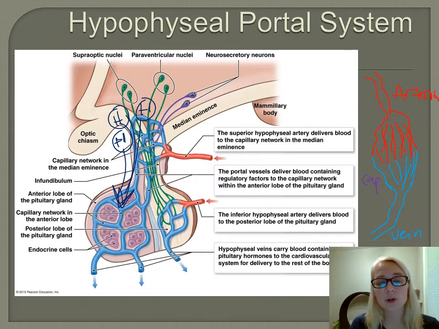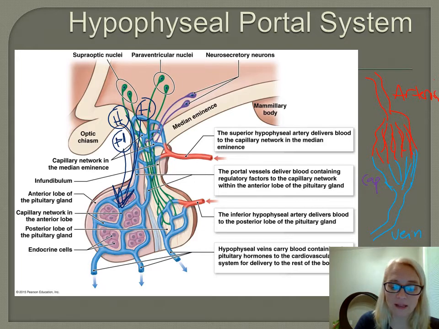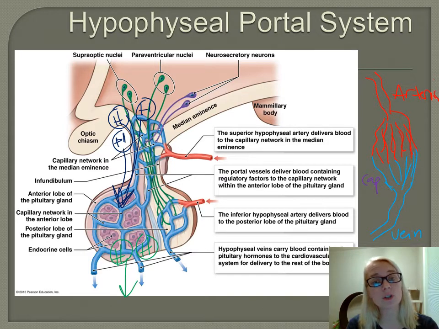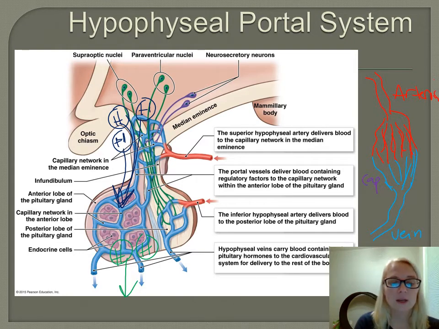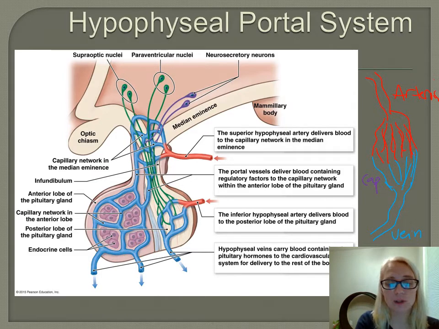So then that's going to trigger the anterior lobe of the pituitary, and then they will secrete their hormones, which can go into the general circulation, which is going to go to their target, which could be your liver or your adrenal gland or your thyroid gland. So it allows for a more efficient communication between those hypothalamic regulatory hormones and the anterior lobe of the pituitary. Just the anterior lobe. The posterior lobe's got its own control.